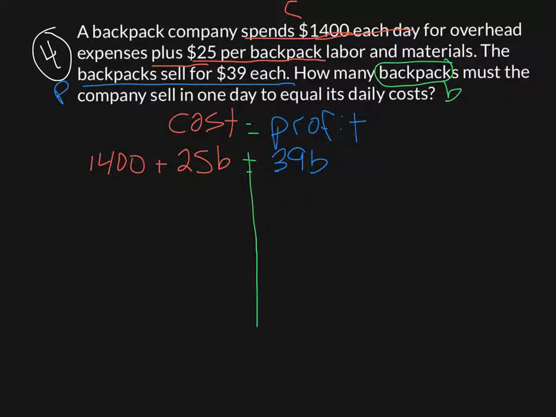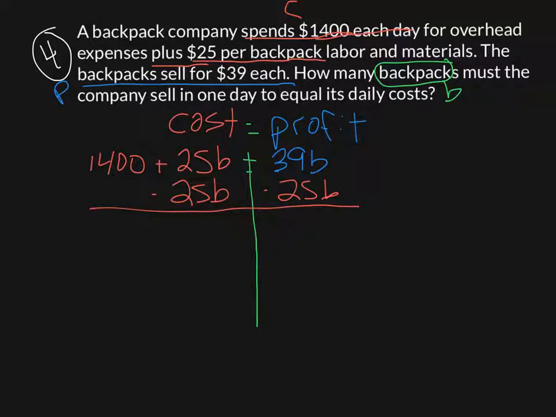So as you see, the left side has 2 terms, the right side has only 1 term. You really don't ever want to take the side that has the fewest terms and move it. So for instance, you don't want to move the 39B to the left. We are going to want to move the 25B over. It's not wrong, but it takes more steps if you did it that way.